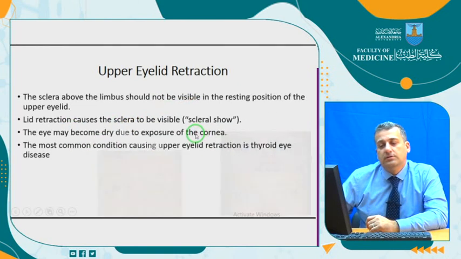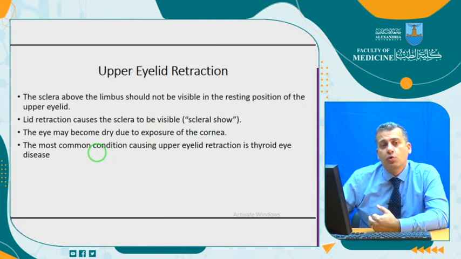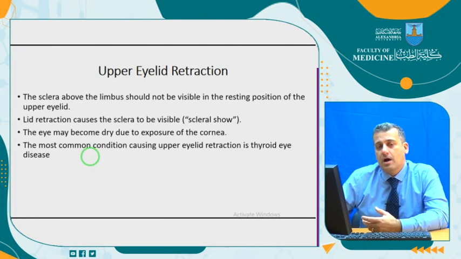The most important cause of lid retraction is thyroid eye disease. So what will happen if the lid is retracted? The eye will be exposed more to the environment around it, more to the air around it, leading to dry eye. Dryness can be severe up to the extent of corneal ulceration and sometimes corneal perforation and melting.